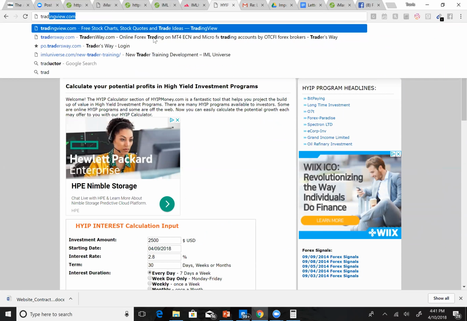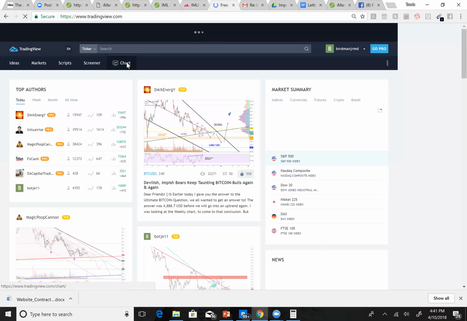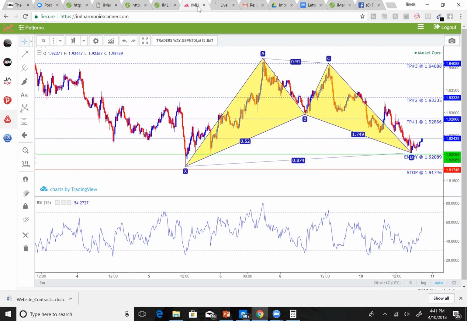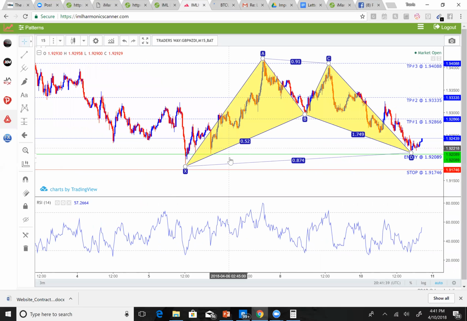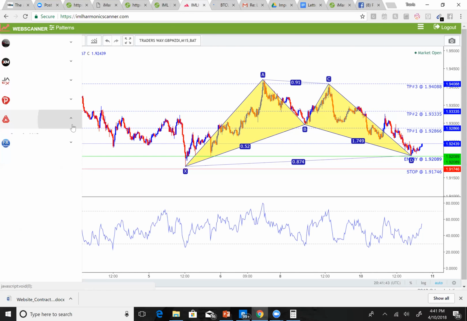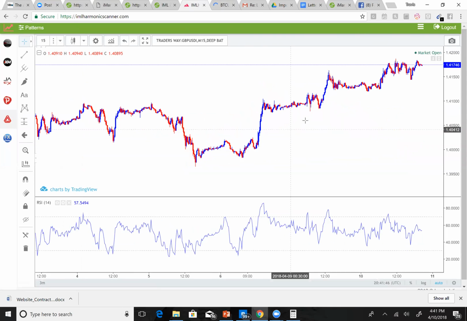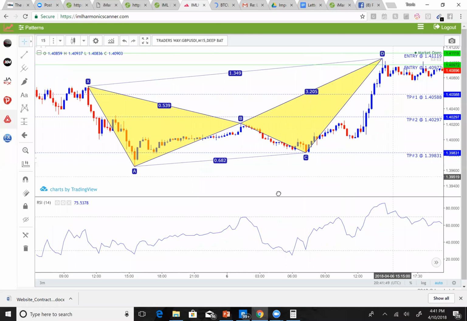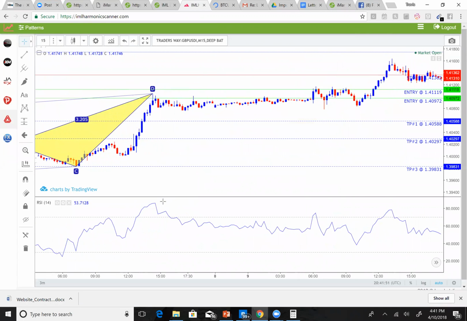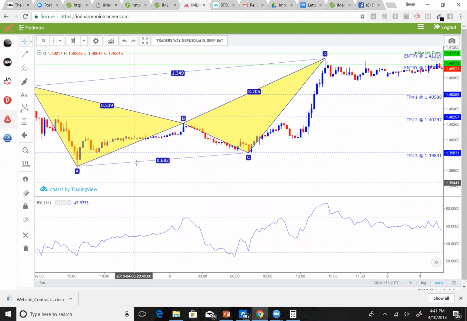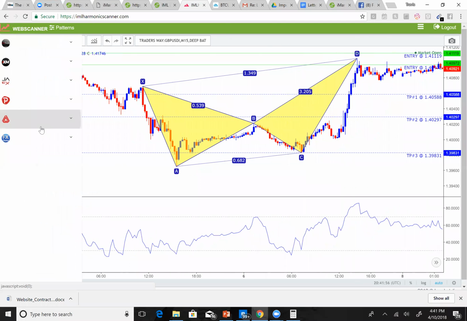So let me go over to TradingView. What do we have? GBP NZD. Okay, let me look at one that hasn't already started making a move. GBP USD, see what we got here. See, that wouldn't have been a good one. All right, take a look at another one.